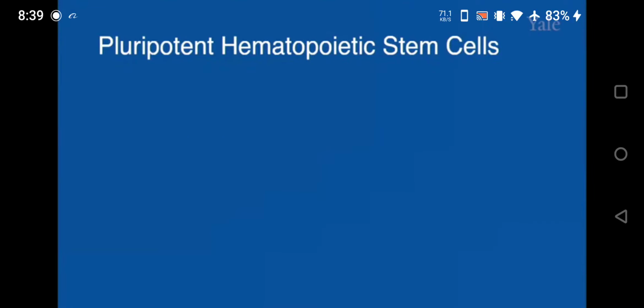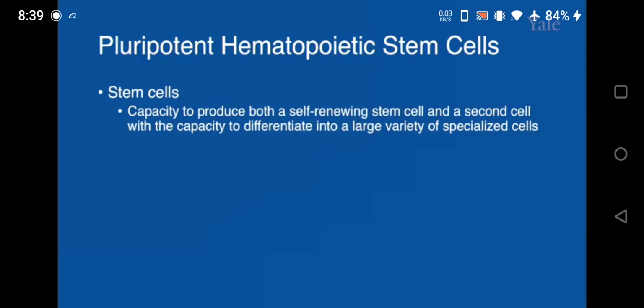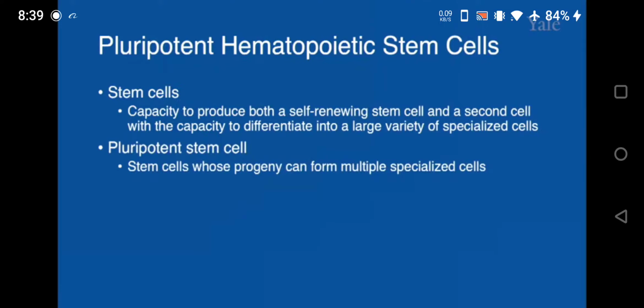So in order to define pluripotent hematopoietic stem cells, it's sometimes easier to break this word down into its components. So stem cells are cells that have the capacity to produce both a self-renewing stem cell as well as a second cell that has a capacity to differentiate into a large variety of specialized cells. Now, pluripotent stem cells have a little bit more specific of a definition, such that they are stem cells whose progeny, so for example that second cell, can form multiple specialized cells.